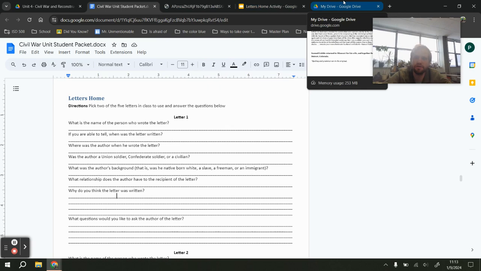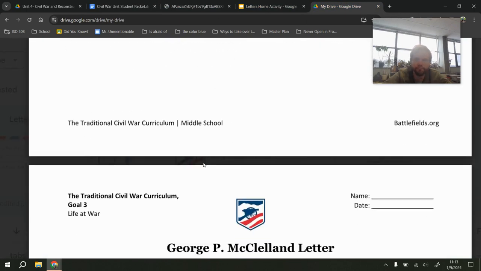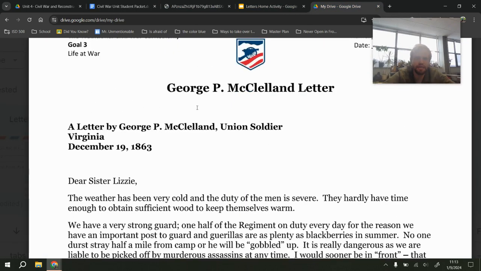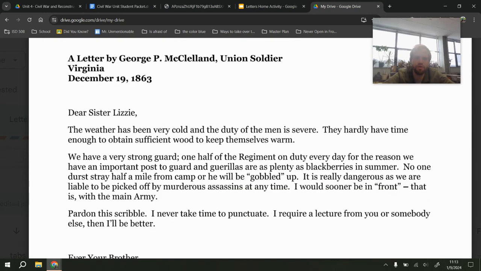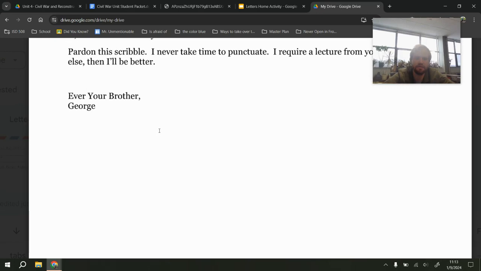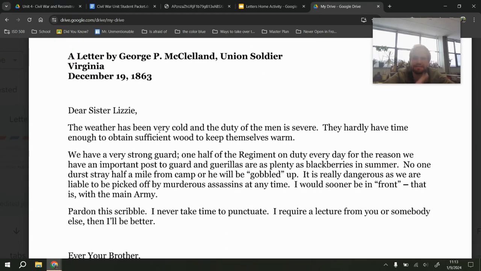At this point, I'm just going to read the other letters now. That was letter one. George P. McClellan. McClellan was a super famous man at this point, and George P. McClellan is a guy that we're going to see again. He's high up in the Army. Dear Sister Lizzie, George P. McClellan, a Union soldier. He wrote it in Virginia, December 19th, 1863.